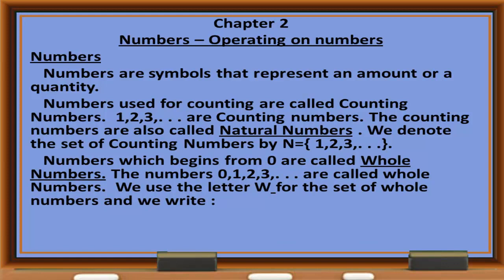Numbers which begin from 0 are called whole numbers. The numbers 0, 1, 2, 3, and so on are called whole numbers. We use the letter W for the set of whole numbers, and we write W is equal to 0, 1, 2, 3, and so on. Therefore, we have classified the numbers into two. The first one is natural numbers or counting numbers, which start from 1. And the second one is whole numbers. The whole numbers start from 0.